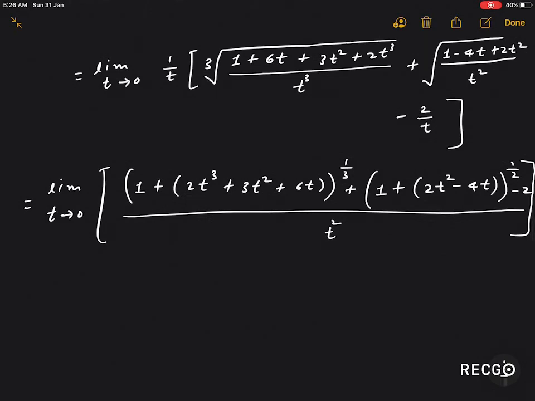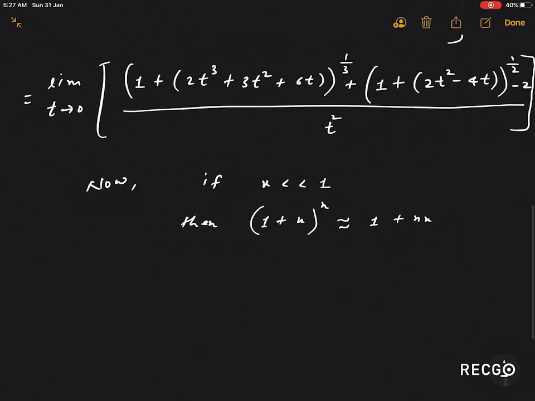And now you might be tempted to use L'Hopital because this form is 0 by 0, but you can also see that applying L'Hospital's rule here is very difficult. So I'm using a very powerful concept, that is approximation. All of you must have used this approximation in your physics classes: if x is much less than 1, then (1 plus x) to the power n is approximately equal to 1 plus n times x. And I am applying this concept on the two exponents in our question.